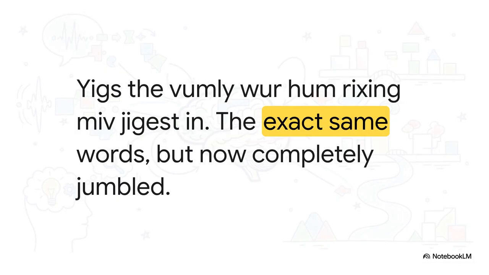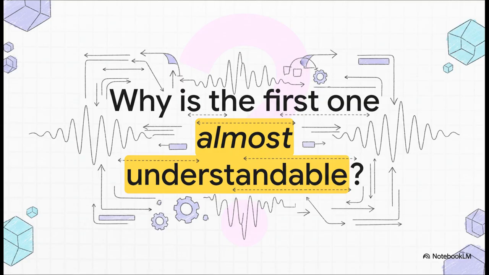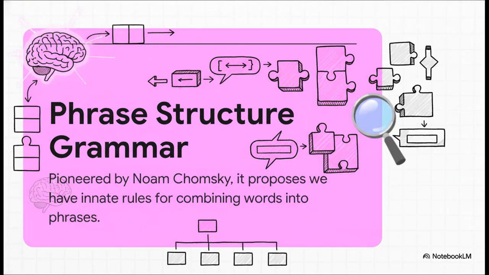Okay, now look at this one. I took the exact same nonsense words and just threw them in a blender. This is just a word salad. It's pure chaos. Your brain just looks at it and goes, nope, I got nothing. So why? Why does that first one feel almost right, while the second one is just a mess? Well, the answer is in that invisible architecture I mentioned. It's called syntax, and it's something you use perfectly every single day without even being aware of it. This idea was really pioneered by the legendary linguist Noam Chomsky. He proposed that we're basically born with a kind of universal grammar.